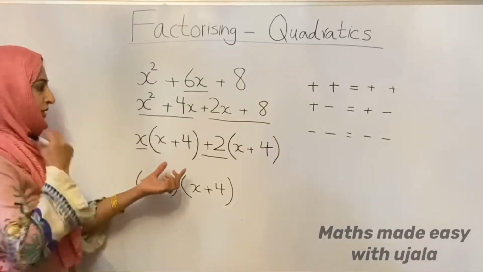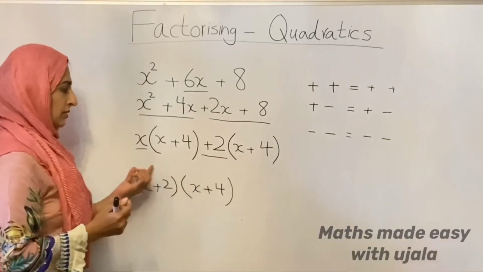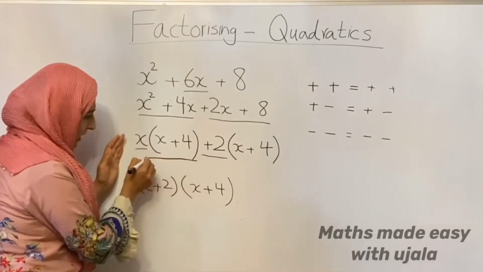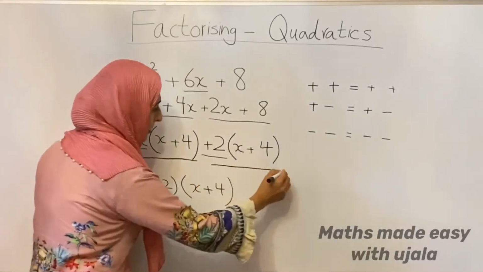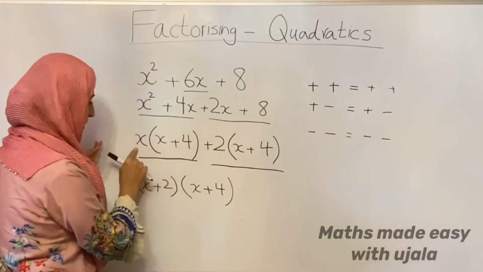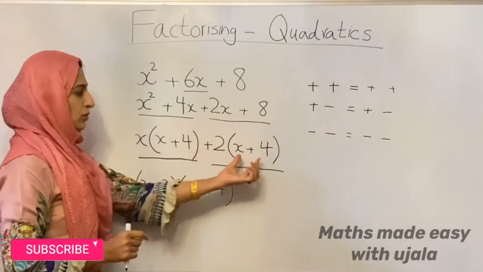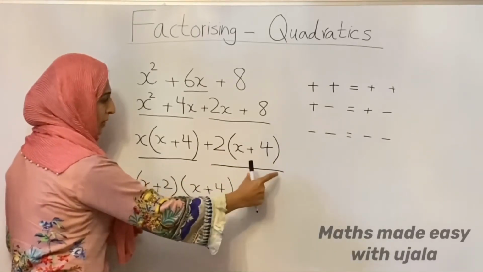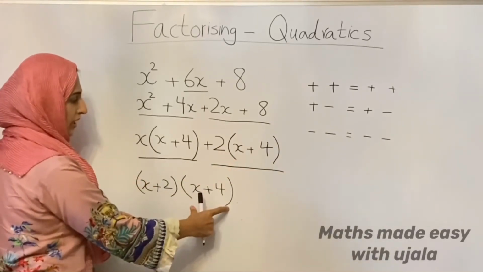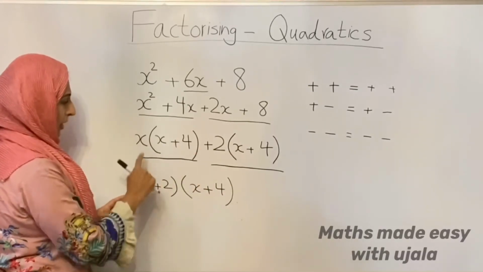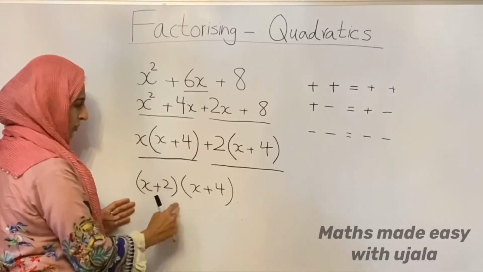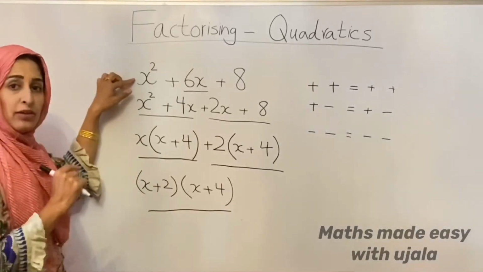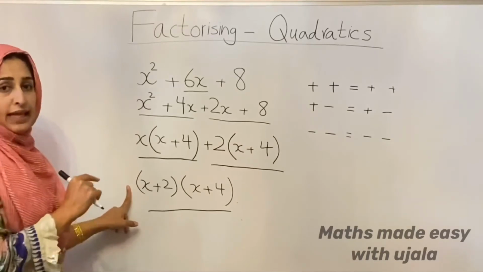Actually, I am doing factorizing in this term, this step as well. If I underline this term and this term separately, what is the common in these 2 terms? X plus 4 is here as well, x plus 4 is here as well. If I take x plus 4 outside the bracket, what is left inside the bracket? X plus 2. So now our quadratic equation has been converted into linear equations.